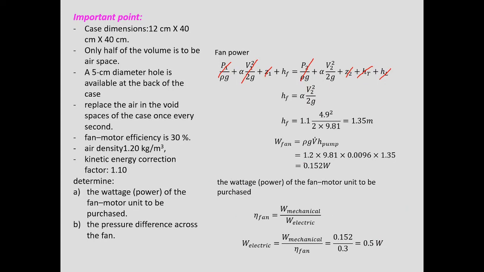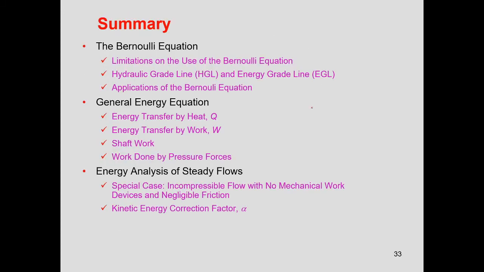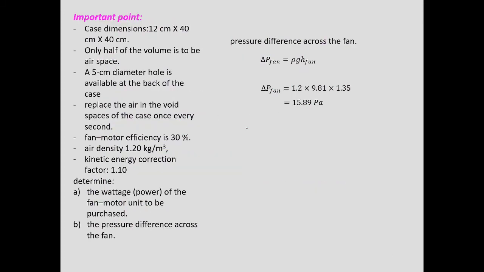The last part is the pressure difference across the fan. Again using the equation delta P fan equal to rho g H fan. So delta P fan equal to 1.2 times 9.81 times 1.35, the H fan. So you get delta P fan equal to 15.89 Pascal. So that's all we learned for this week.